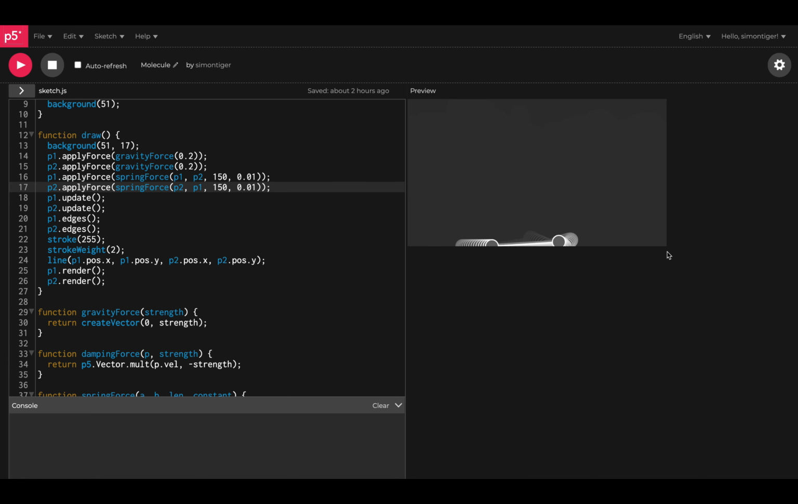And why did you call it molecule? So this website called My Physics Lab has such a simulation, and it calls it a molecule. There are other variations on it, by the way, where you have more than two particles, which are all connected by springs.